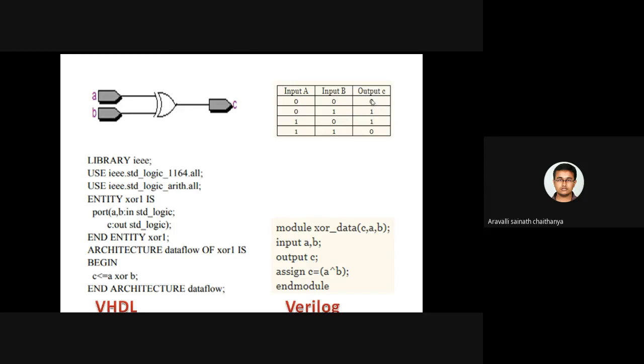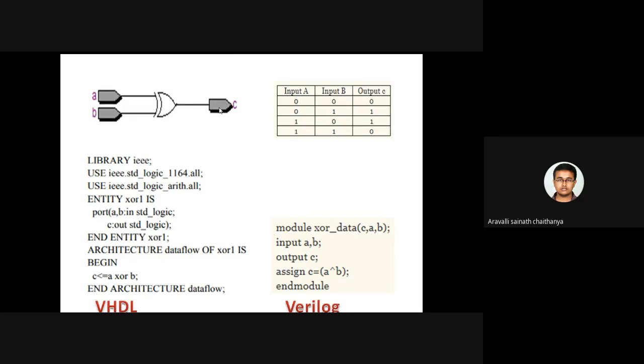And the output of your XOR gate is C here. So module XOR data. I have given the module name as XOR data, whose output is C and inputs are A comma B. Inputs are A comma B, output is C. Assign C equal to. That means assign.